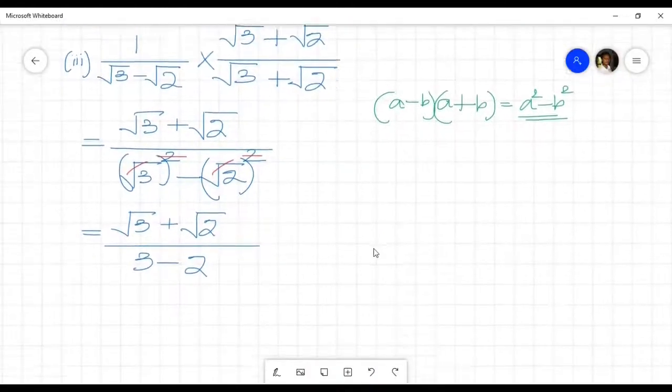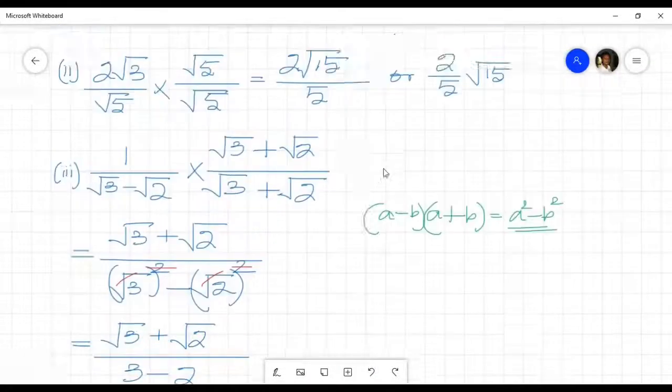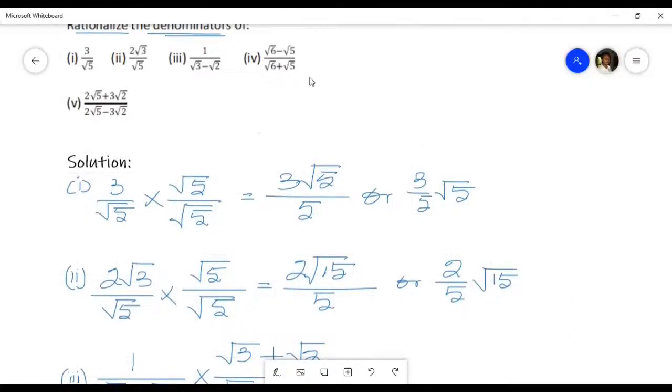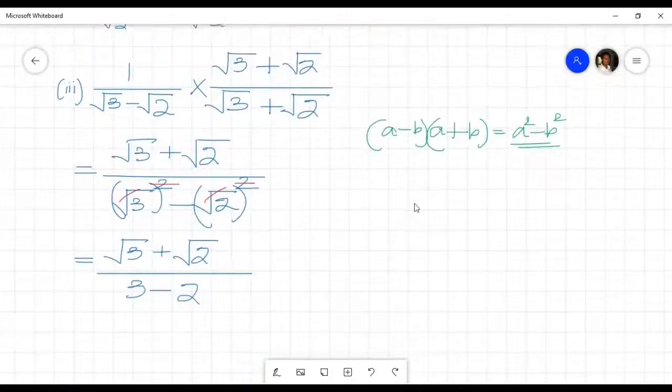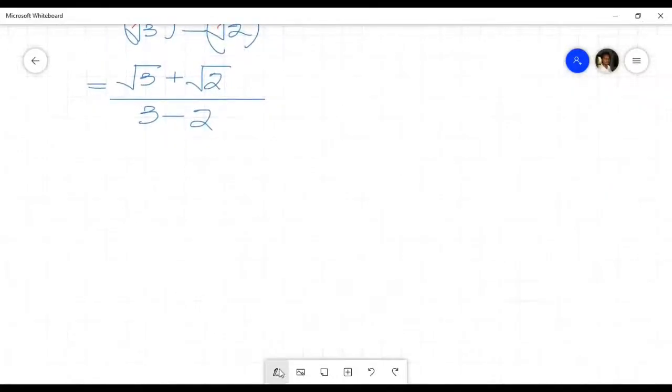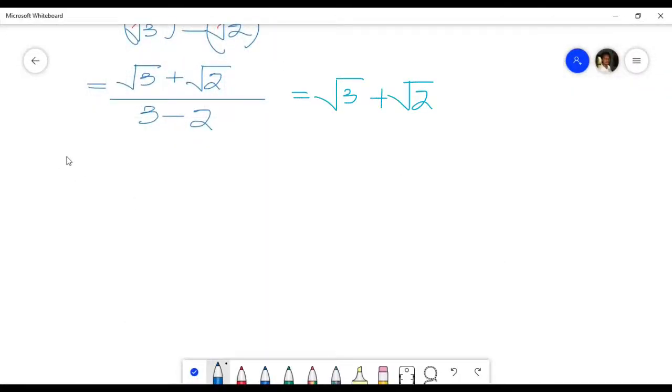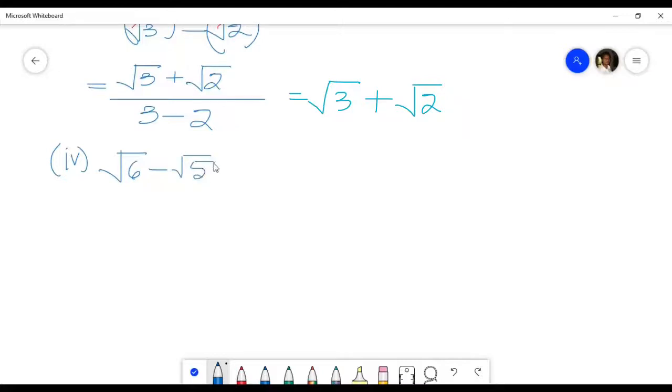Let us see the fourth question. Keep practicing and it is much easier for you to get it. The fourth question is root 6 minus root 5 divided by root 6 plus root 5.